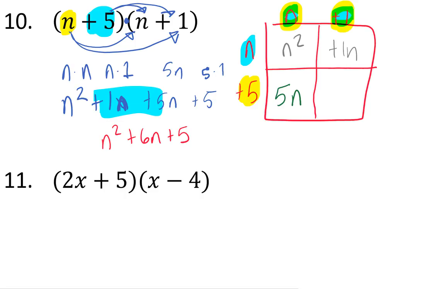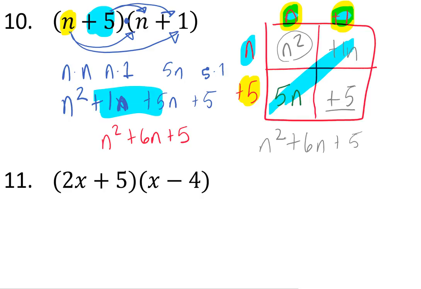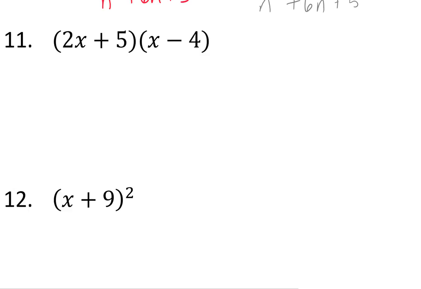So we notice that these two are like terms. So I have 6n there, and it's positive. Then we bring down the plus 5, and then the n squared. Okay, so let's do that with number 11 as well. All right, we are going to do 2x.